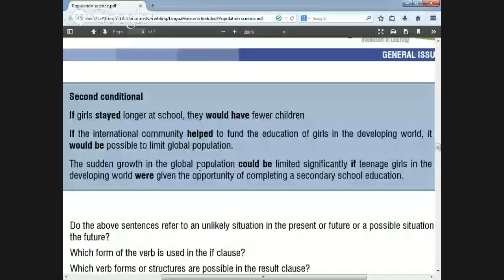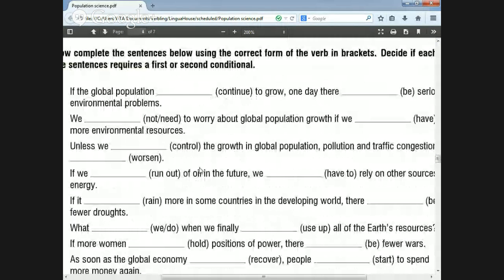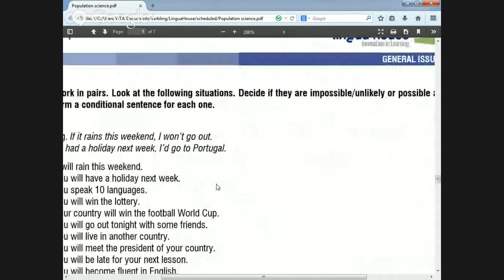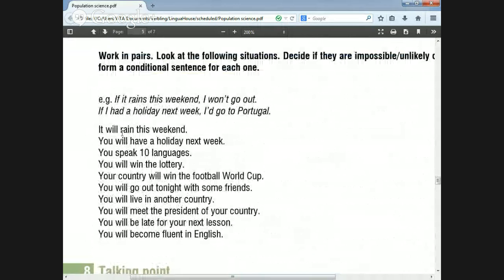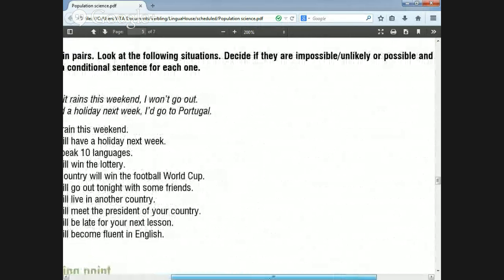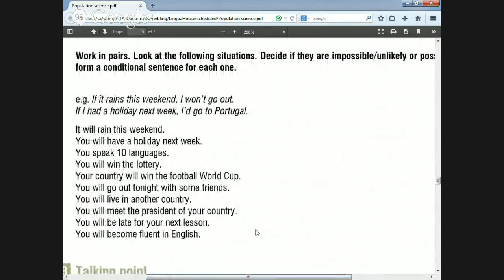Okay, so let's go ahead and practice these things right here. Look at the following situations, decide if they are impossible, unlikely, or possible, and form a conditional sentence for each one. So, for example, it will rain this weekend. If it rains this weekend, I won't go out. Or if I had a holiday next week, I would go to Portugal. So this one, if it rains this weekend, I won't go out. If I had a holiday next week, I'd go to Portugal.